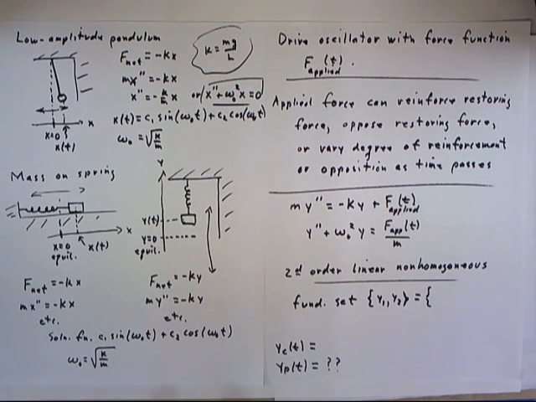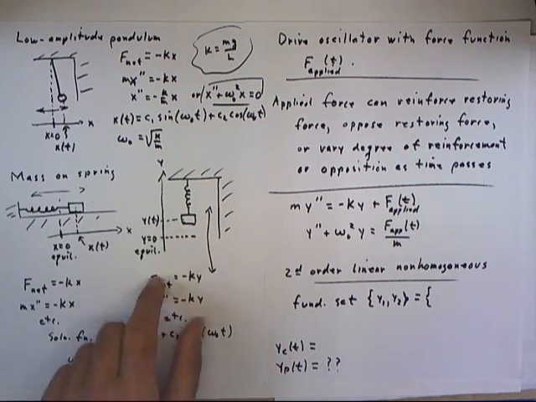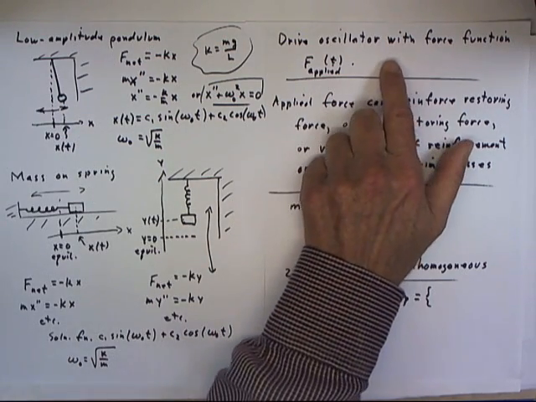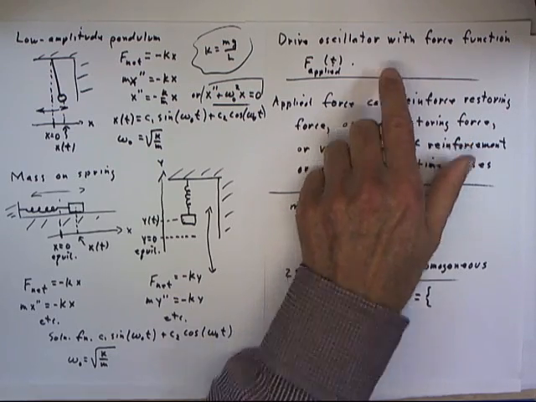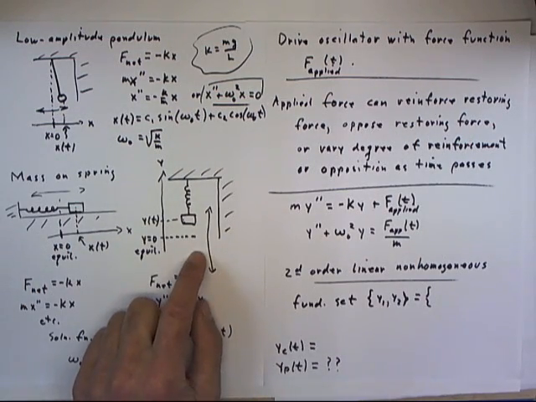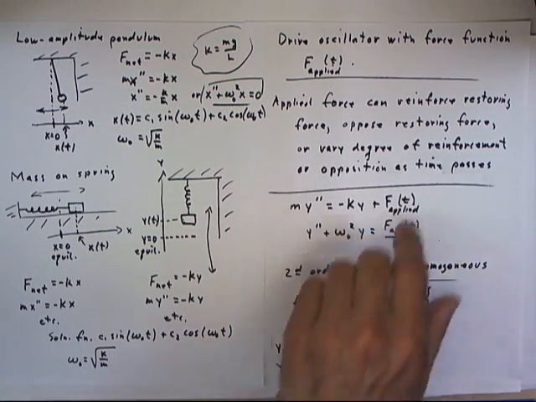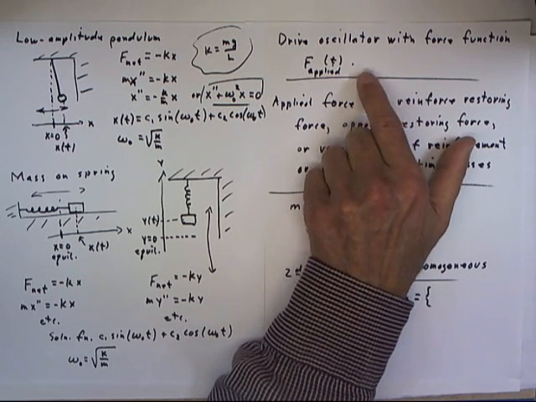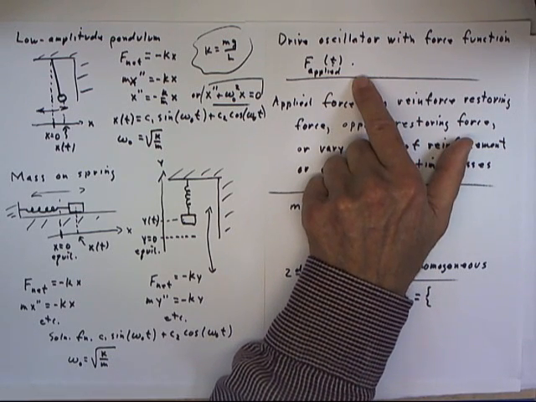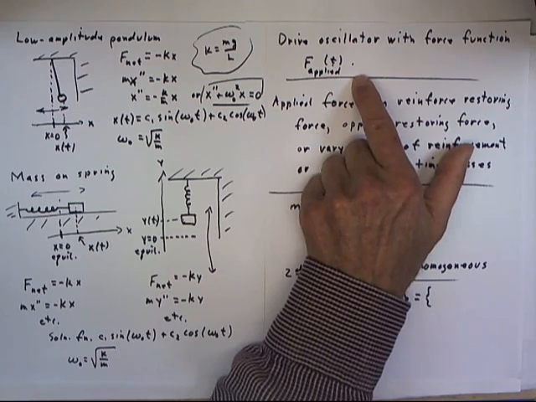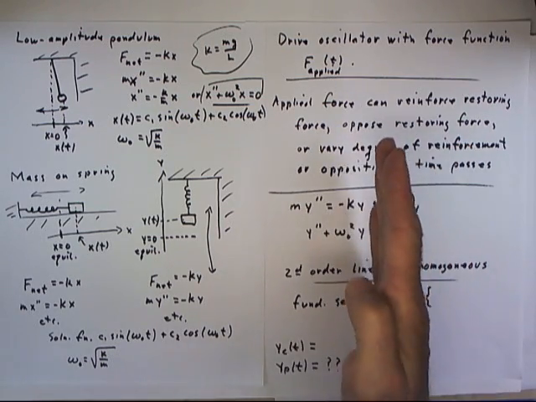We will deal shortly with what happens if we do have some sort of resistance force, but let's first think of what we still regard as an ideal oscillator with no friction, no drag forces, but we want to drive that oscillator with some force function. Now, one way to think of that is you've got a kid on a swing.